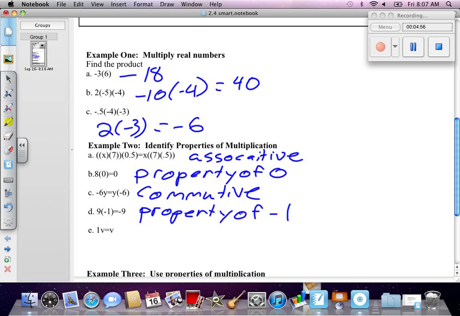One times v equals v. It could be two different ones. 1 times the number is the number. Identity property. Identity property or multiplicative identity property. Okay? Let's look at example 3.